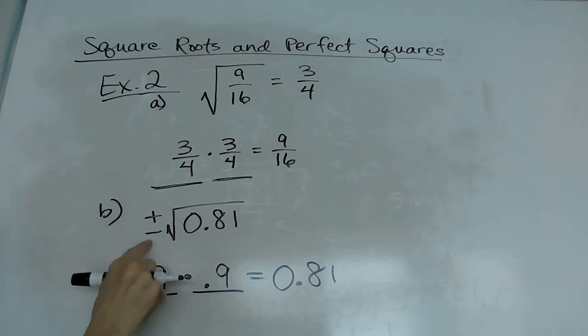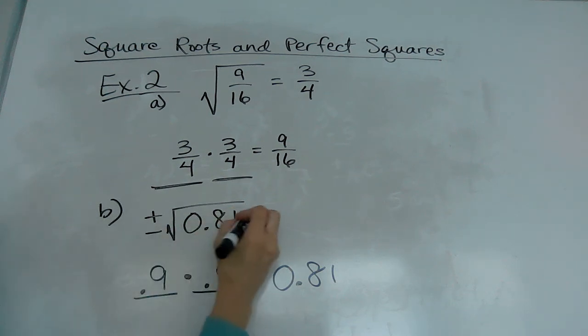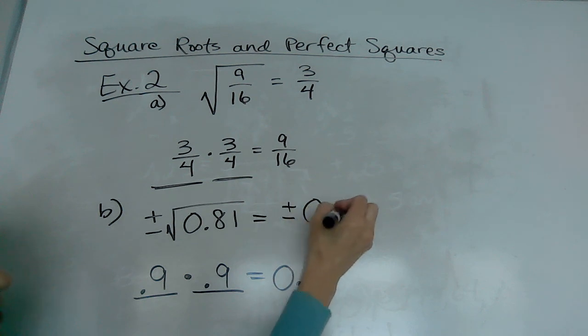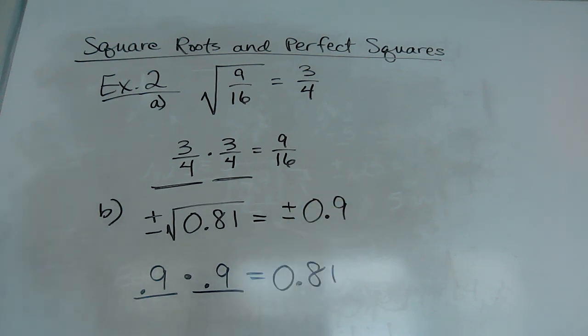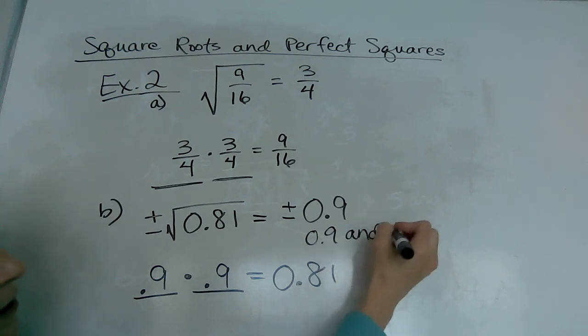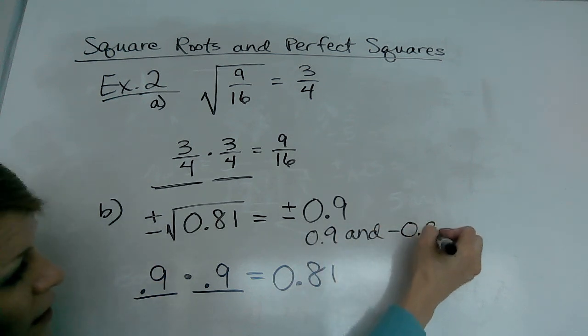Now remember, it did ask for both positive and negative. So you could say plus or minus 0.9 if you'd like, or you could say 0.9 and negative 0.9.